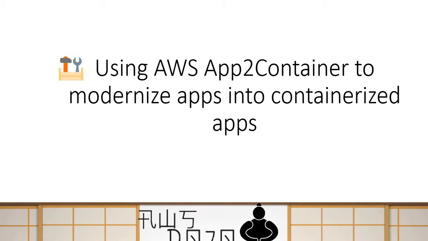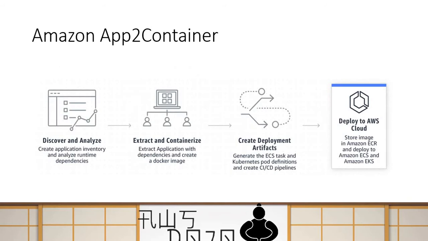Today, I'm going to talk about one of the new services launched by AWS. It is called App2Container. This service is used to containerize your applications. So let's get some introduction about this service first. As I mentioned earlier, and as the name suggests, it is used to containerize your application.